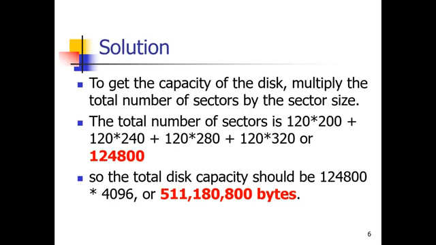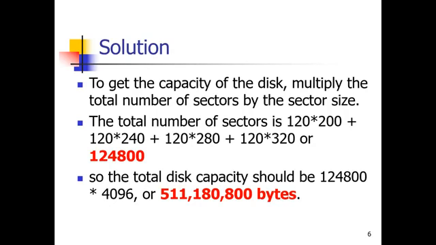The total number of sectors is 120 into 200 plus 120 into 240 plus 120 into 280 plus 120 into 320, because there are 480 cylinders. That means 480 divided by 120, so 4 zones, each with 120 cylinders, and individually 200, 240, 280, and 320 sectors. If you sum everything, we get the total number of sectors: 124,800.